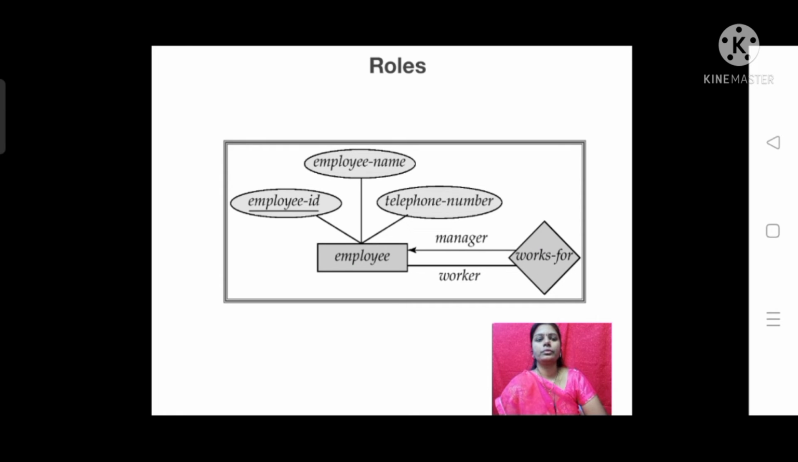Roles. What is a role? Entity sets of a relationship need not be distinct. The labels manager and worker are called roles. They specify how employee entities interact through the works-for relationship set. The role labels are optional and are used to clarify the semantics of the relationship set.